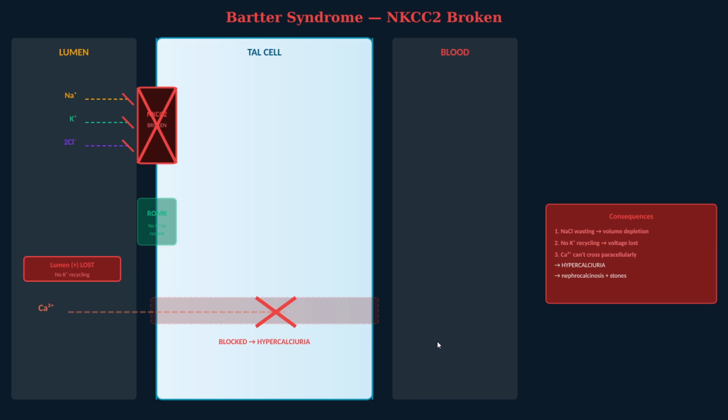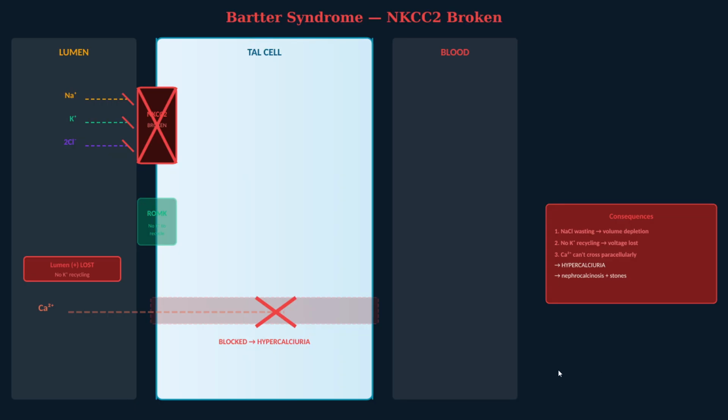Look at the bottom. The calcium arrow is blocked. Calcium stays in the lumen and it gets excreted in the urine. That's why Bartter causes hypercalciuria. The entire calcium reabsorption mechanism in the TAL depends on NKCC2 functioning normally. You break NKCC2, lose the voltage, lose the calcium.